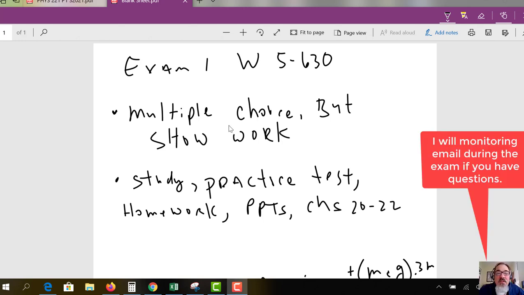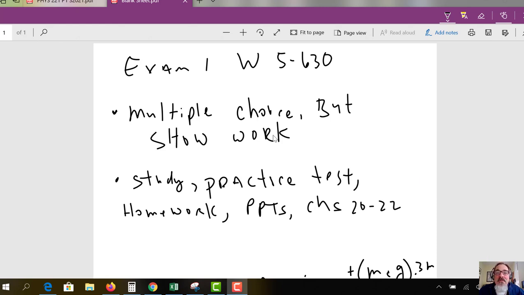It is multiple choice, but you'll have to show your work, so you'll go through, the answers will be there just like the practice test, but you'll have to show your work. If you show no work, you get no points. So keep that in mind.